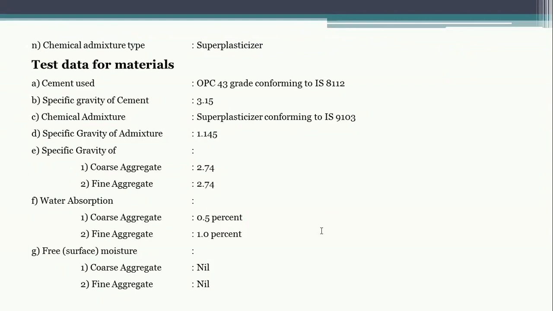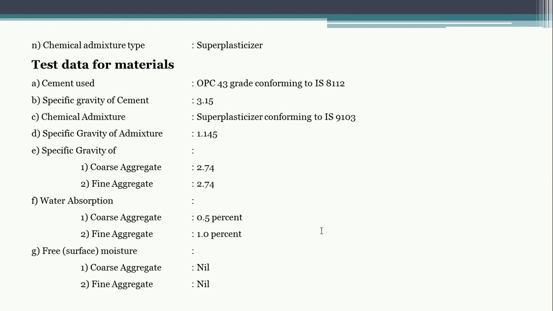Next, chemical admixtures: they have given that they have used super plasticizer. So method of concrete placing is pumping, and chemical admixtures are used. Test data for materials: cement used is OPC 43, which they have already given in the first data. Specific gravity of cement is given as 3.15. Chemical admixture super plasticizer conforming to IS standards is given. Specific gravity of admixture is 1.145. Specific gravity of coarse aggregate and fine aggregate is given, 2.74 each. Then water absorption is given: coarse aggregate 0.5%, fine aggregate 1%.